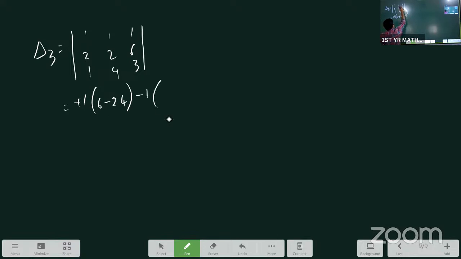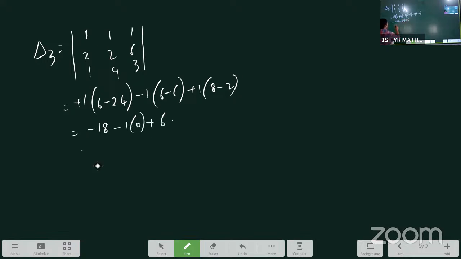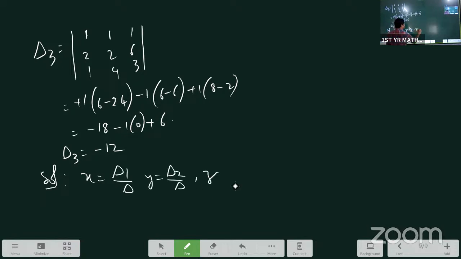are 24 minus 1 into 3 2s are 6 minus 6 plus 1 into 4 2s are 8 minus 2, right? So which is nothing but 6 minus 24 minus 18, and this is anyway minus 1 into 0 plus this is 6. Minus 18 plus 6 is minus 12, which I got it as delta 3. Now, how to get the solution? How to get the solution is nothing but your small x is nothing but delta 1 by delta, small y is nothing but delta 2 by delta, small z is nothing but delta 3 by delta.